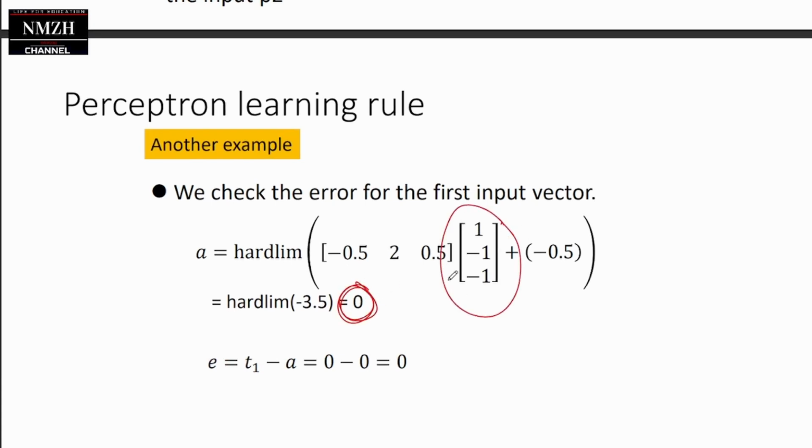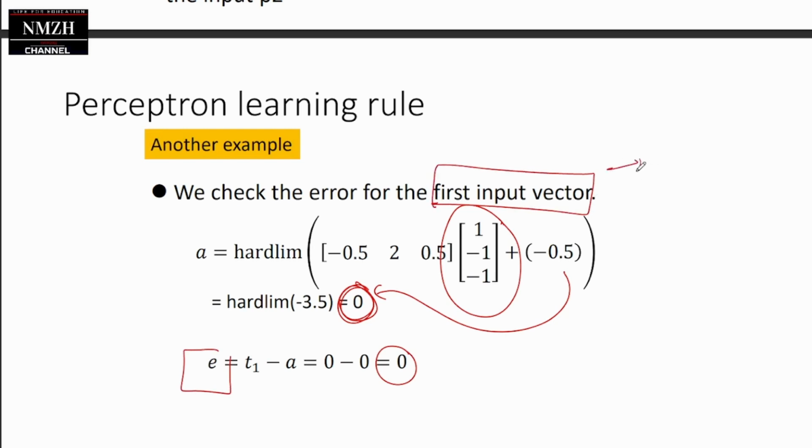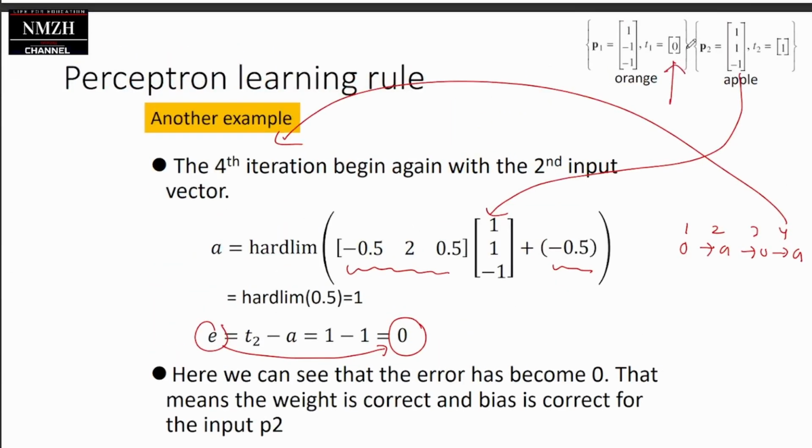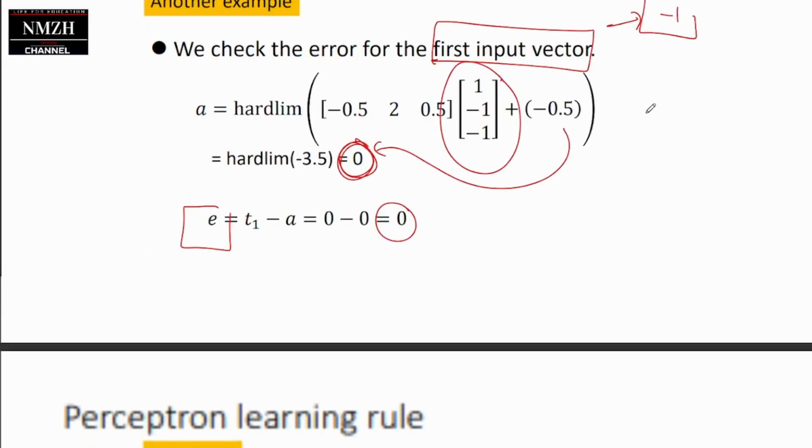Now we have the hard limit as 0, meaning this particular data is supposed to be classified as 0. So 0 minus 0 is 0, and there is no error. If we pick up the first input vector, it is not meant to be minus 1 anymore. So this 0 is equal to this, and that would be okay.